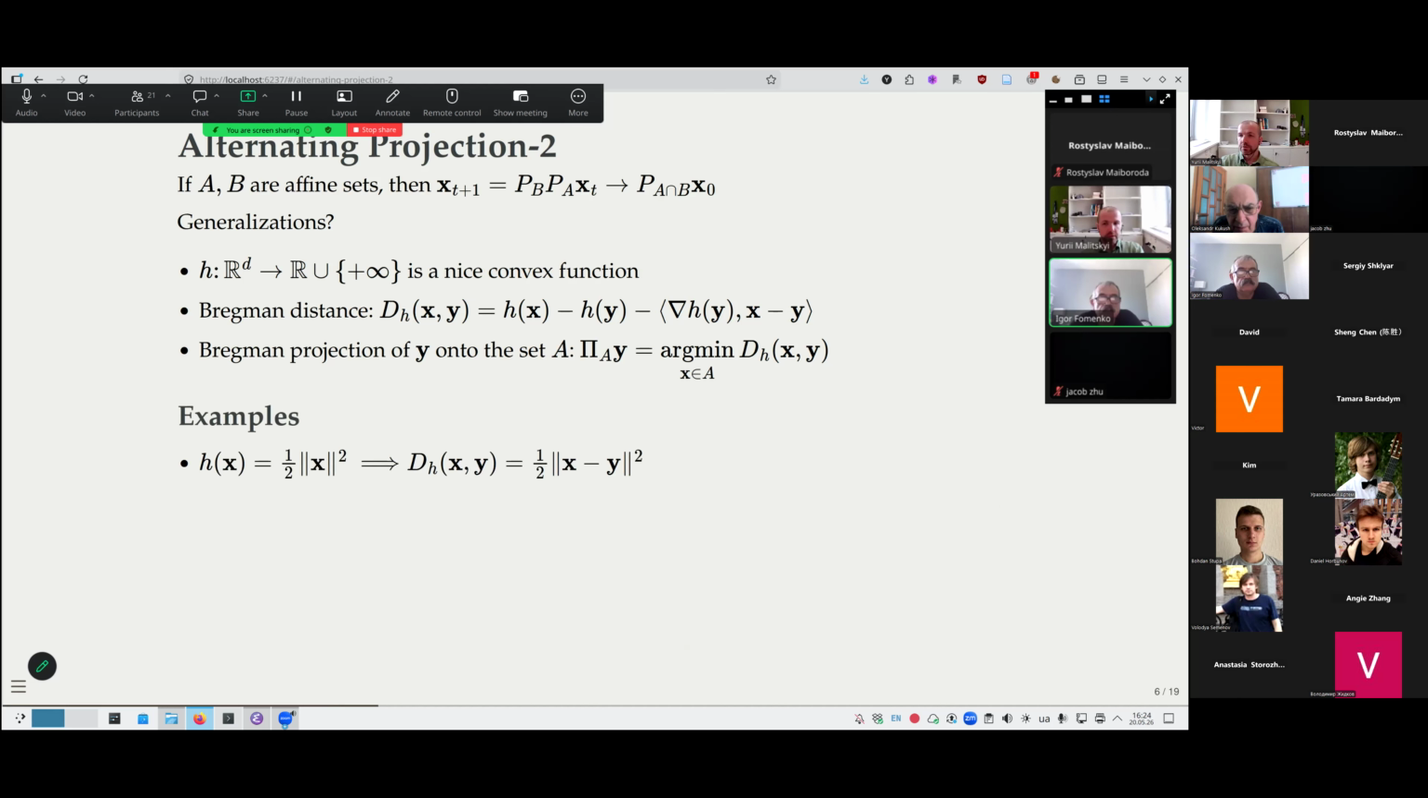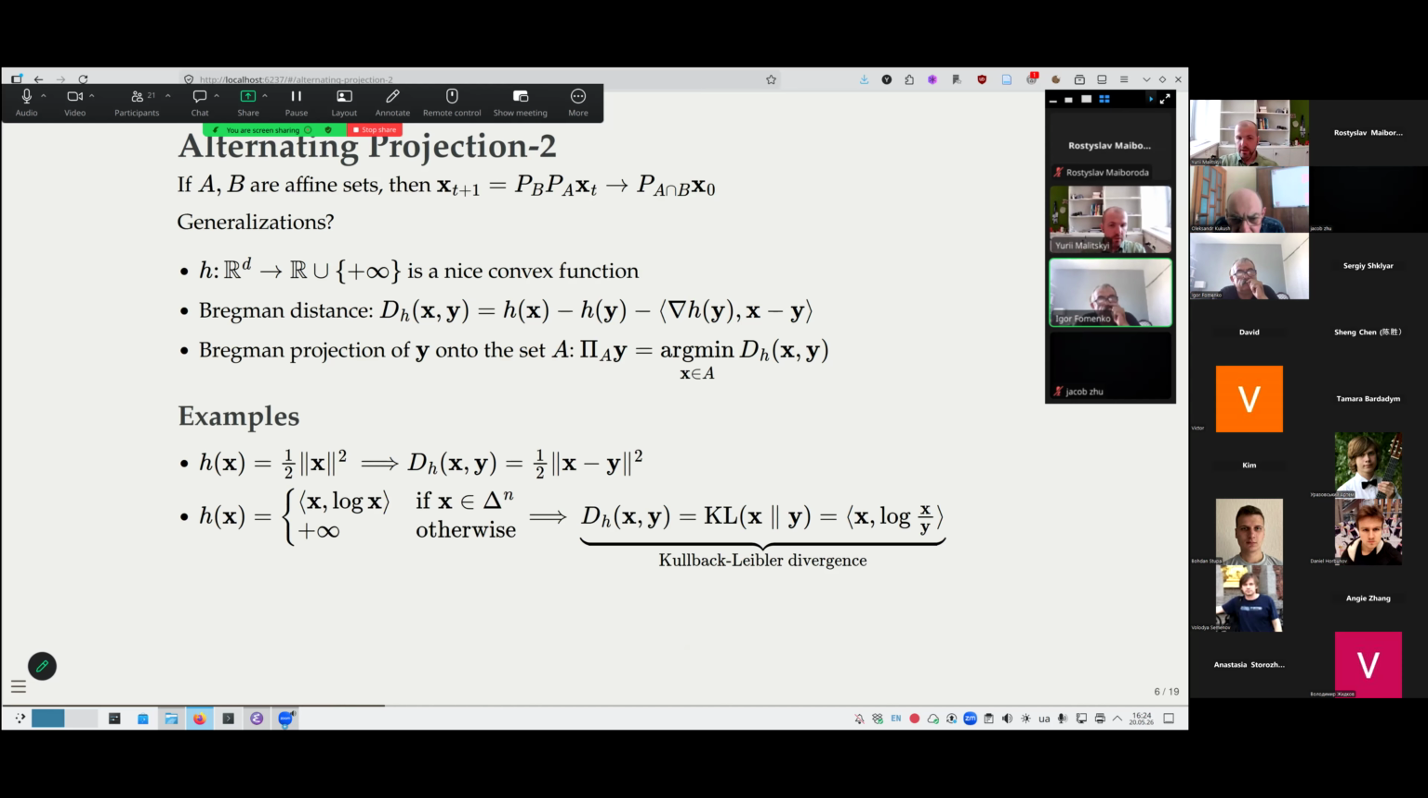For instance, if h we consider as a square norm, Euclidean, like L2 norm, of course, whenever I don't say it, it's always L2 norm, then the Bregman distance will be just a normal distance as we get used to, and the Bregman projection will become the normal orthogonal projection. If instead we consider h as entropy, so it's x log x if x in the simplex and plus infinity otherwise, or negative entropy, then the Bregman distance becomes what's called Kullback-Leibler divergence. It's very prominent in statistics and has this formula.